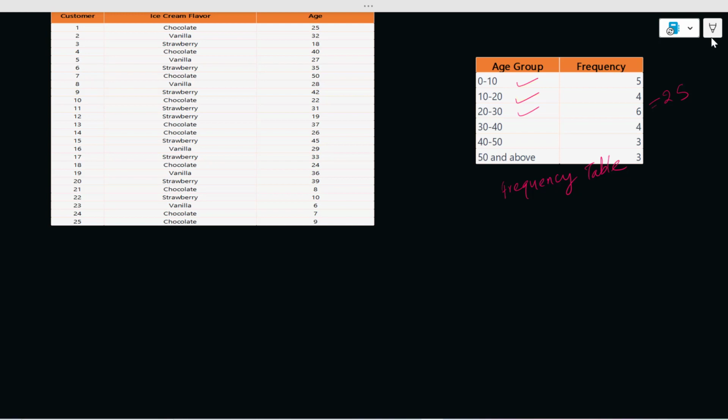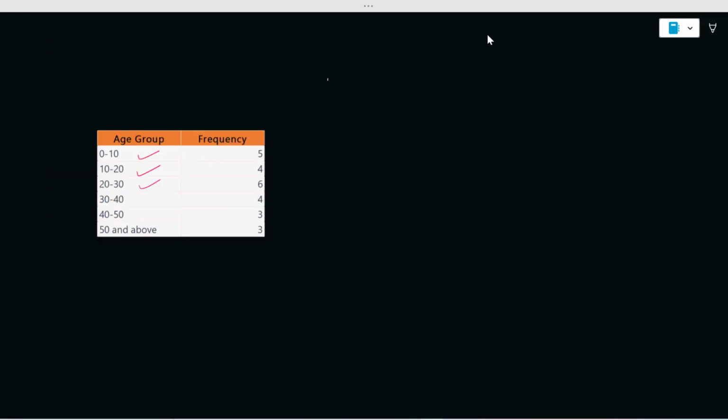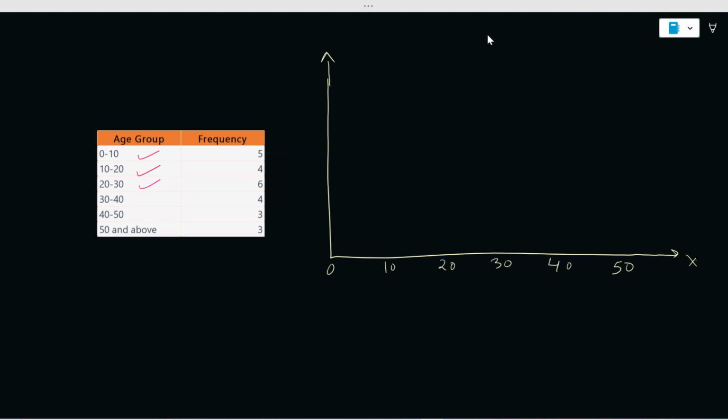To draw a histogram, again we have to take our x-axis and y-axis, and on the x-axis mark age groups. Let's say 0, 10. This binning could differ in terms of the width of the group and the boundaries of the group, depending on what kind of insight we are looking for. But for now, let's just keep it this way. And we have to mark the frequency, or the count of customers, on the y-axis. Let's keep it till 6, as we see the maximum is 6.